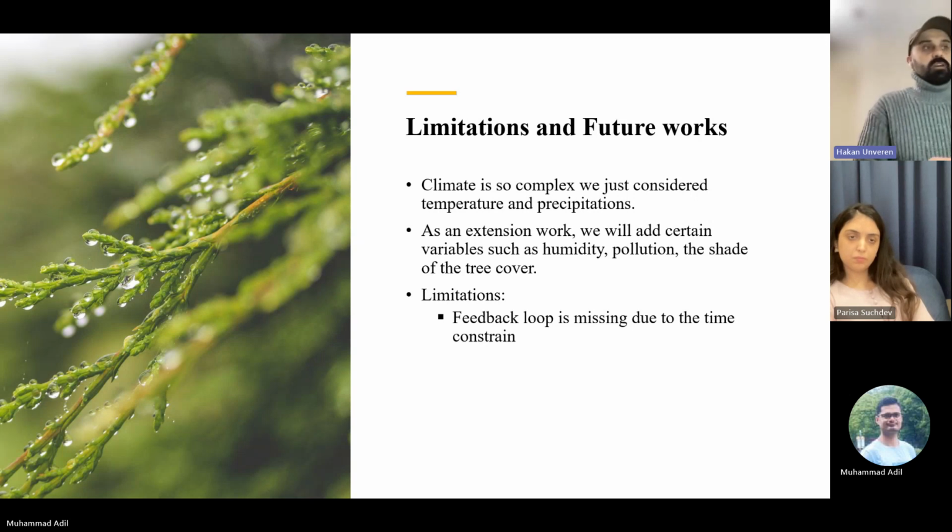Also, we don't have the feedback loop of our models.